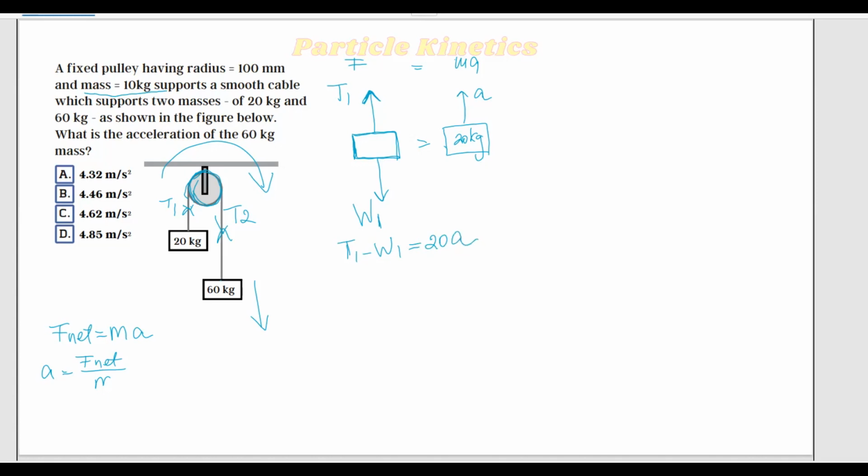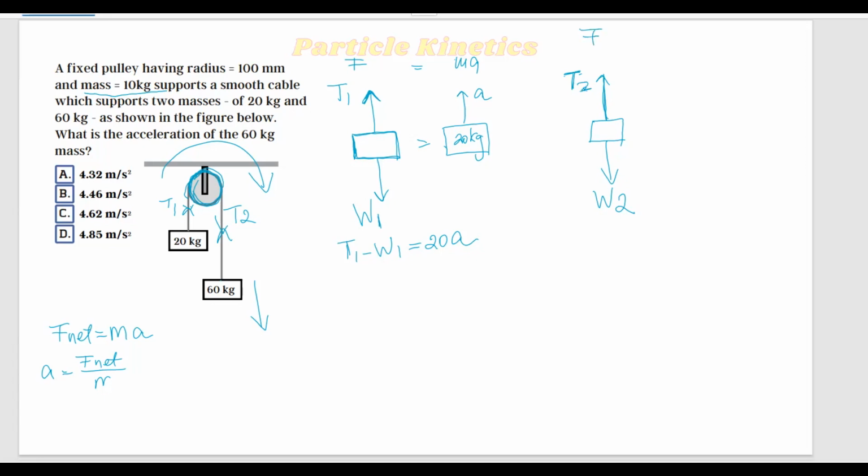Next, let's represent the 60 kilogram mass, which is going to have W2, and the tension is going to pull upwards, and we're going to have here T2. I'm going to repeat the fact that we have different tensions on both sides of the pulley because the pulley now has a mass, so the tension is different. So this is T2. So we have represented the forces.